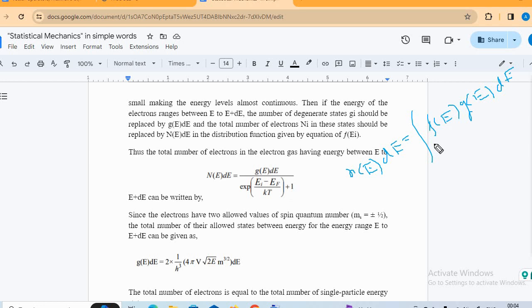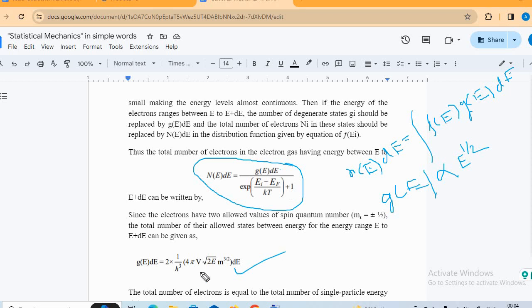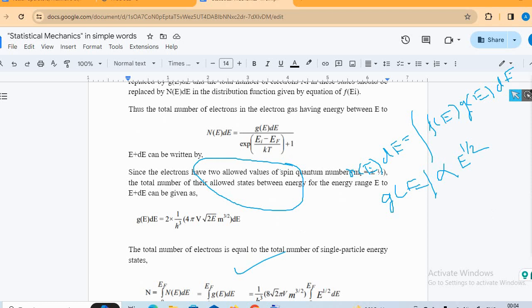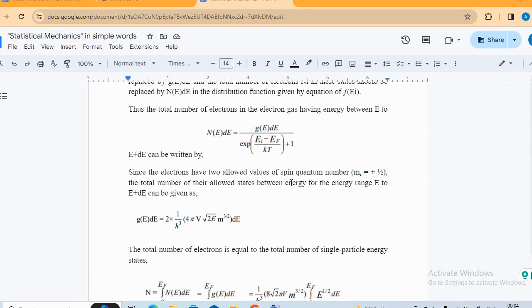Now the distribution function for different statistics is different, but as you are considering the Fermi distribution function, this is 1 by exponential of (E minus EF) by KT, plus 1. So in the metallic system, we are considering the Fermi distribution function, so we have the number of particles in density. Now the density of states, we have already calculated, density of states is proportional to E to the power half. Here we are talking about two possibilities for two types of electrons, spin plus half and minus half. This is represented by 2 into the density of states.